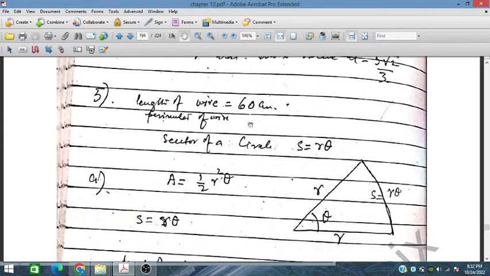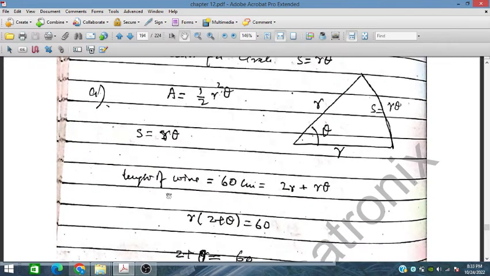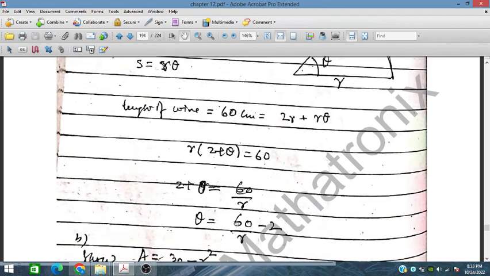So the length of the perimeter is 60 centimeters of wire. The arc of the sector is equal to s, which is r theta. So the total perimeter is 2r plus r theta. So the length of the wire, 60 centimeters, is equal to 2r plus r theta, where r theta is the sector arc length. So we have obtained theta is equal to 60 by r minus 2.